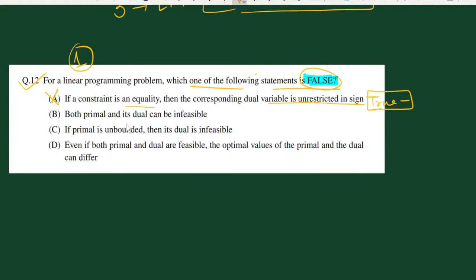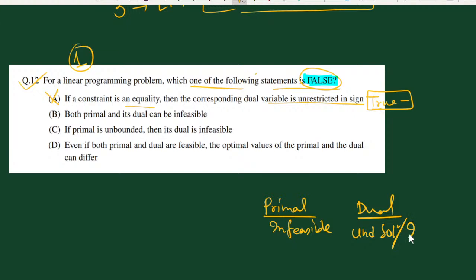Both the primal and its dual can be infeasible. Yes, it can be, because there are 2 situations in this case. If the primal problem is infeasible, then the dual either has an unbounded solution or can have an infeasible solution. So these are 2 cases, therefore both primal and its dual can be infeasible. This is also a true statement and therefore not the false option.